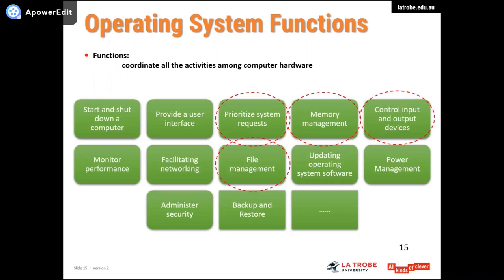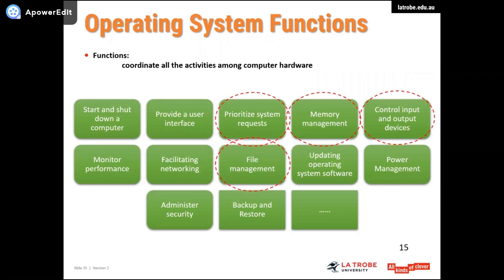So here, why did I circle these 4 functions? Because these 4 functions are fundamental functions for an OS. An OS may have no monitor, no network connectivity, no admin security, even no backups, but it has to prioritize the system requests and has to deal with memory management. Otherwise, the system cannot even run. It also has to deal with input and output devices, and it has to deal with the files. So those are the 4 fundamental functions for an OS.